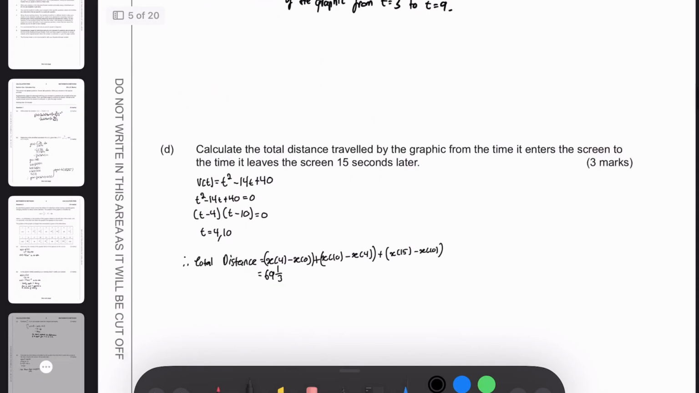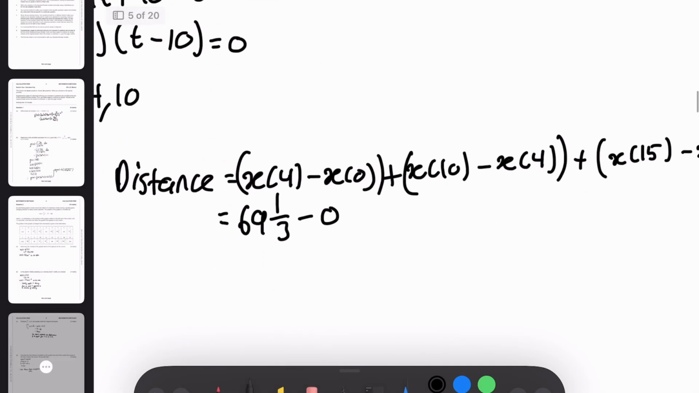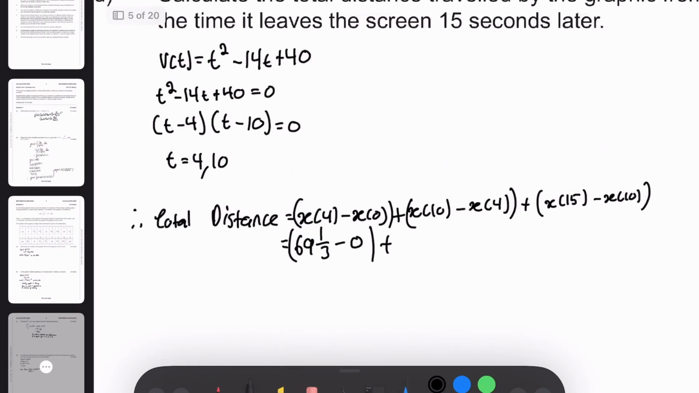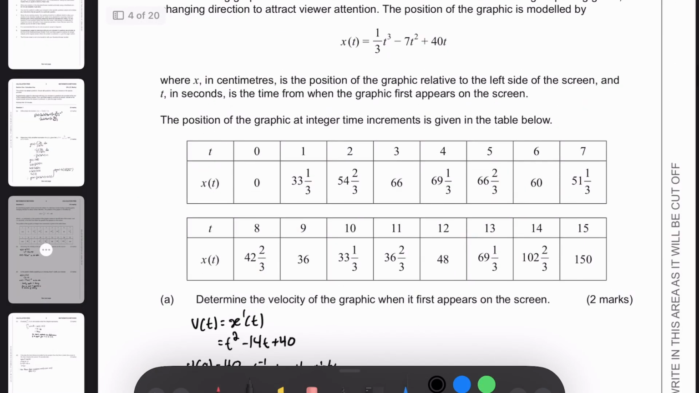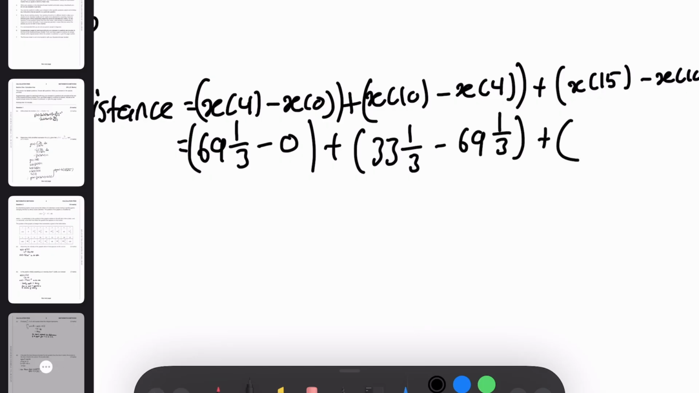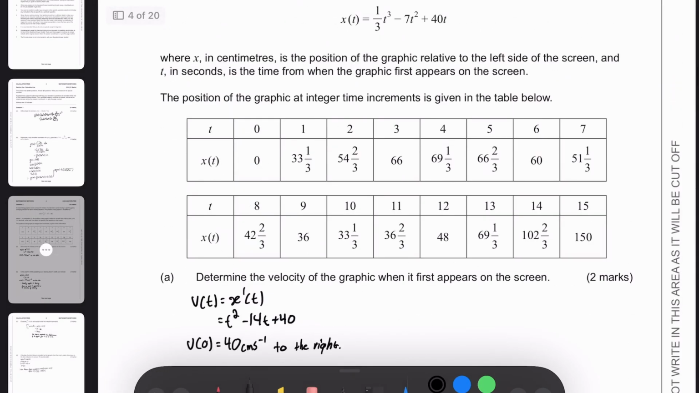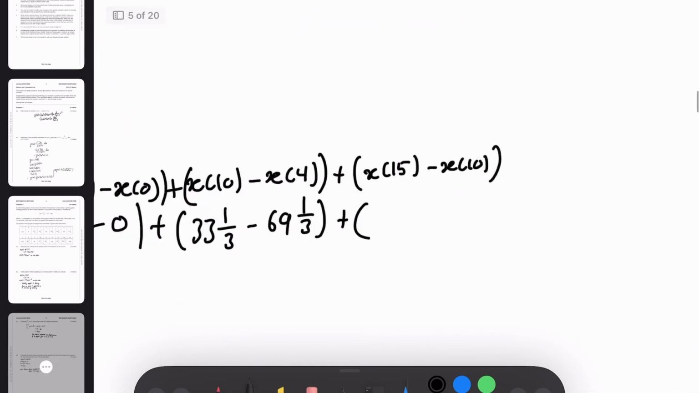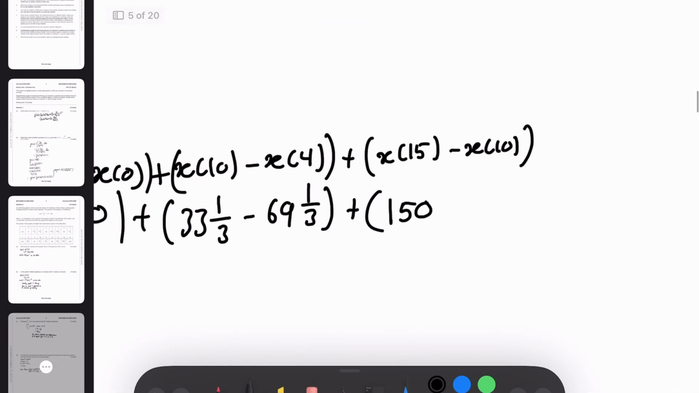Yes, minus 0. Then let's bracket that, plus x of 10 is 33 and a third, minus 69 and a third, plus x of 15 is 150 minus the 33 and a third.